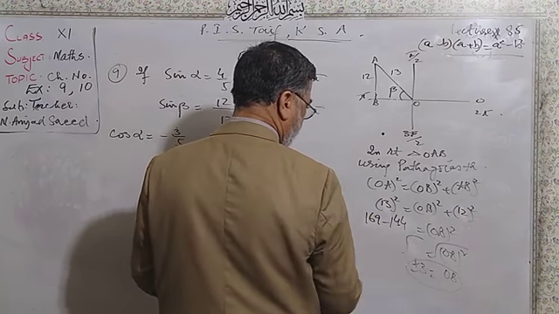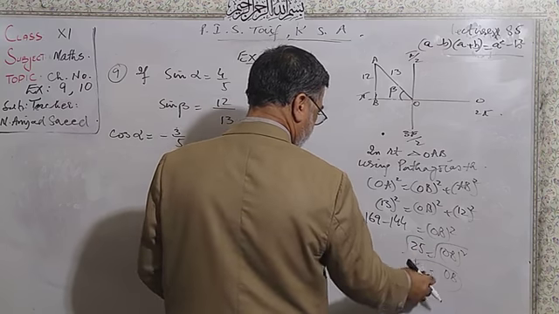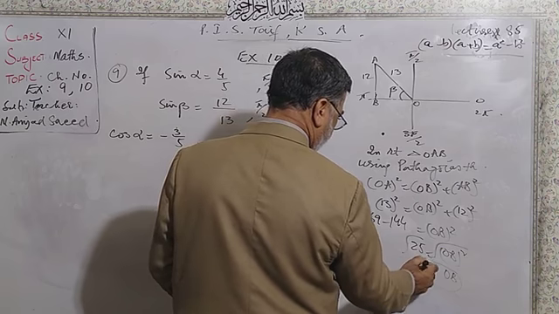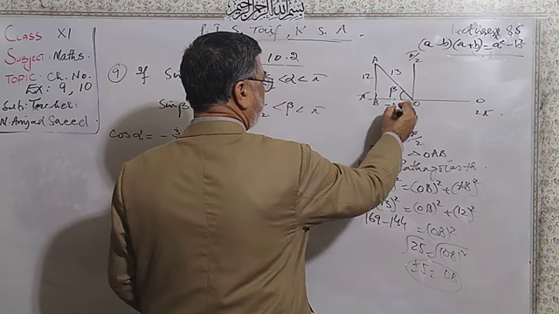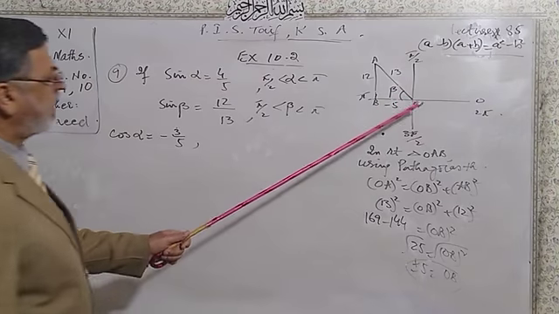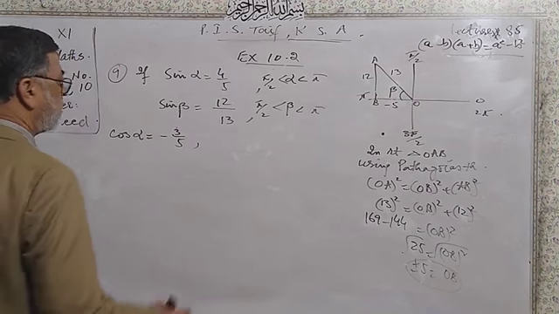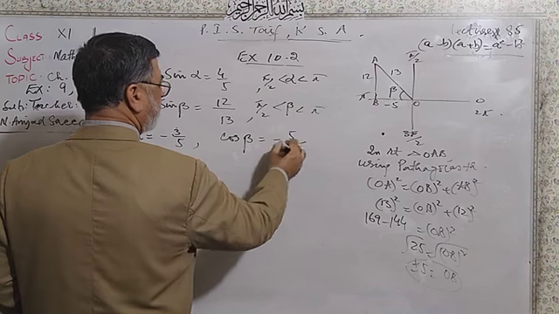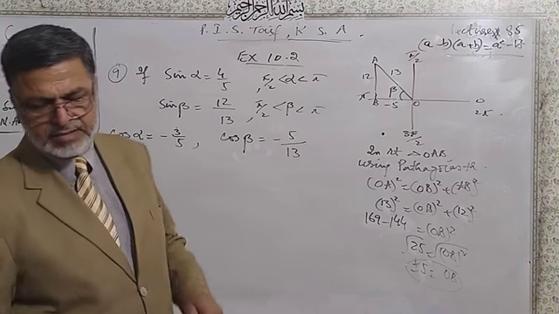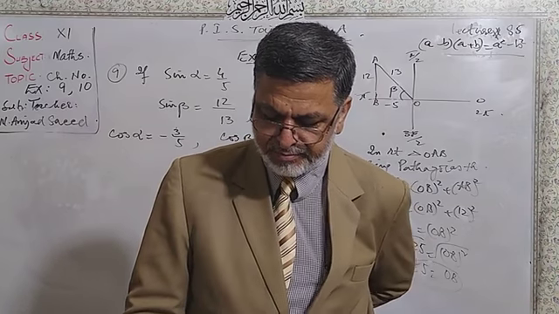Bring it to the left hand side. It will be 25. Here it is plus minus 5. Dear students, here will be minus 5 because it is left to the origin. So cos beta is equal to minus 5 over 13. Dear students, what is the question which is asked?